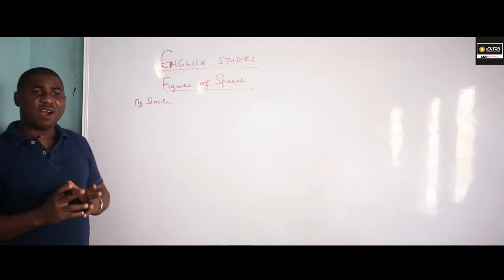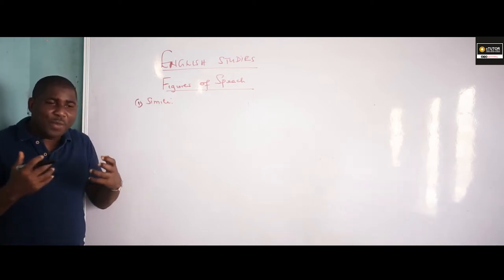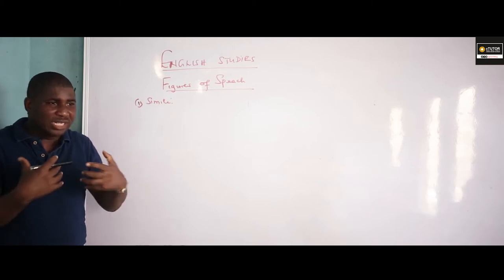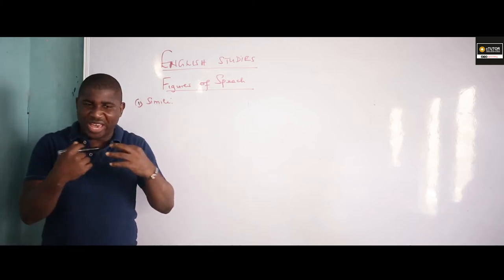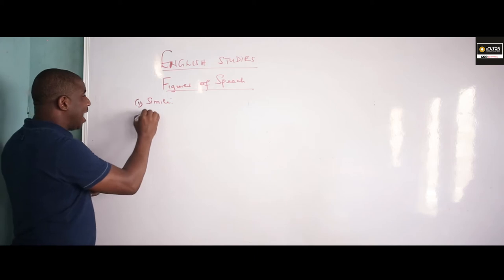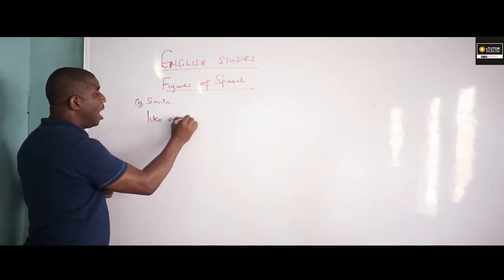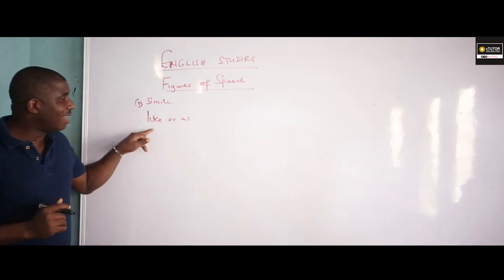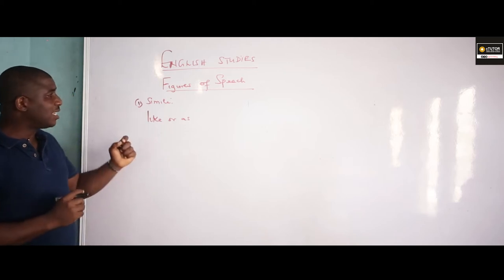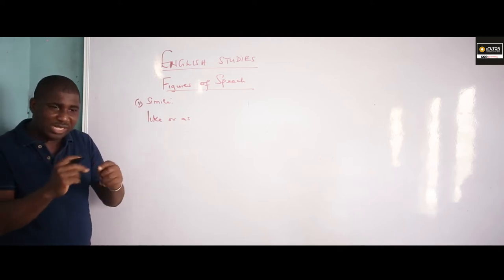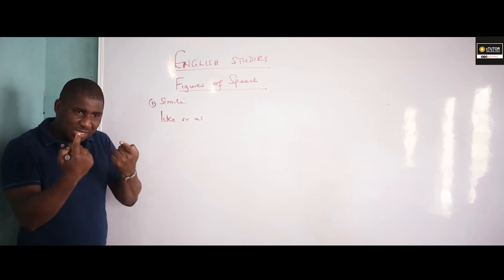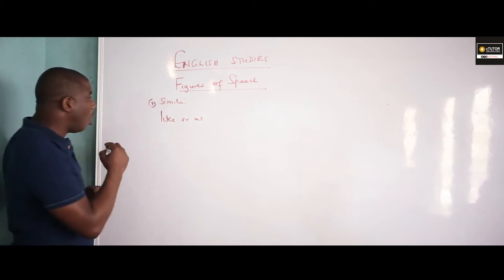Simile is a figure of speech that shows comparison. Comparison between two identical things with the use of what? Like or as. So simile is a figure of speech that shows comparison between two identical things with the use of like or as.